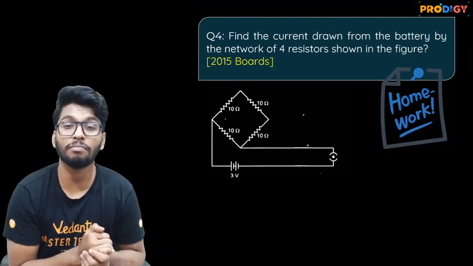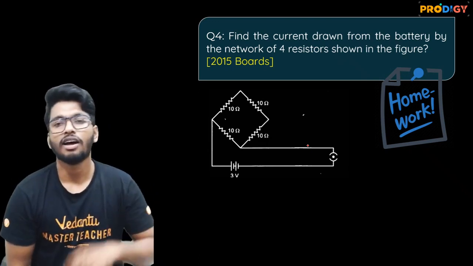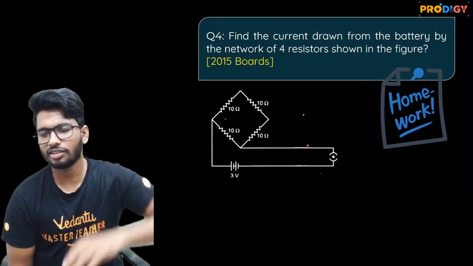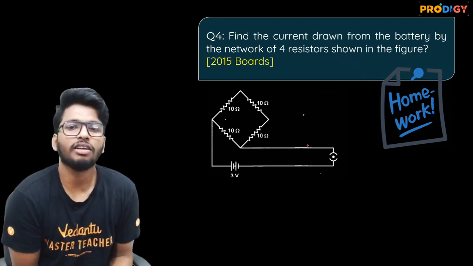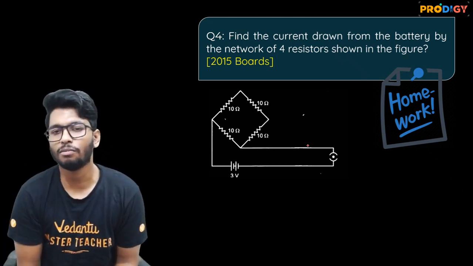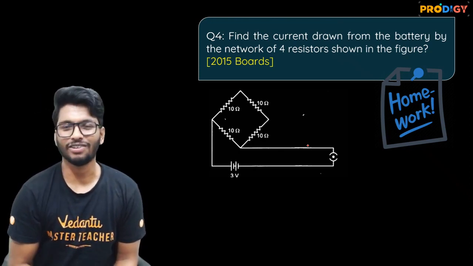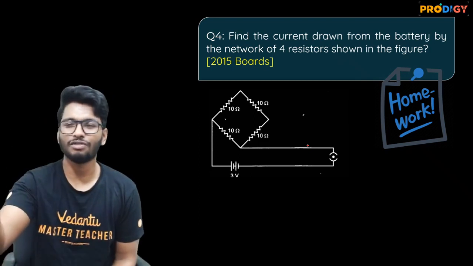Find the current drawn from the battery by a network of 4 resistors shown in the figure. It is connected to a 3-volt battery. There are 4 resistors connected in the form of a network. Find out what is the current flowing through it. Find out the equivalent resistance. Use Ohm's law to find out the current.